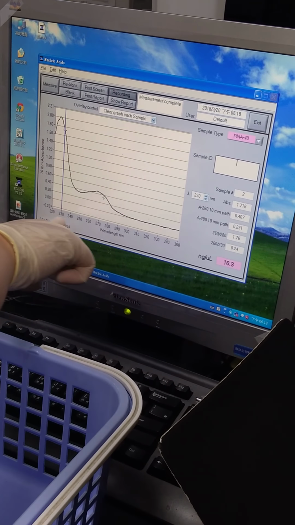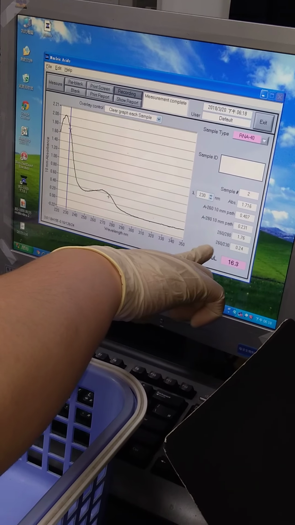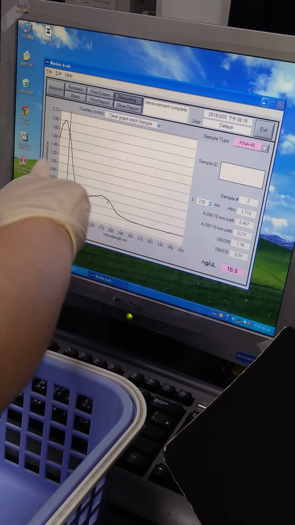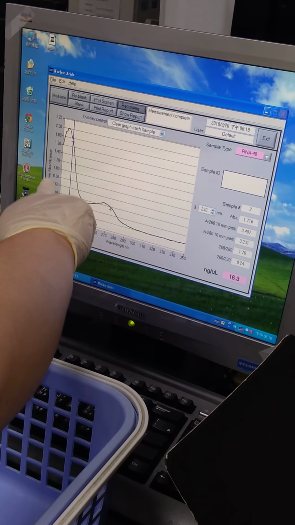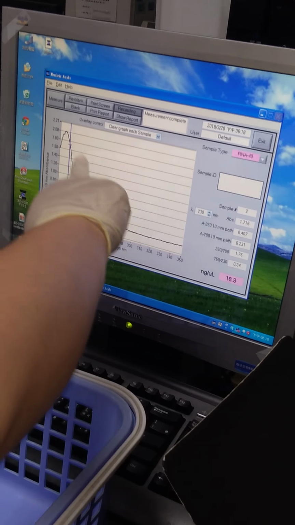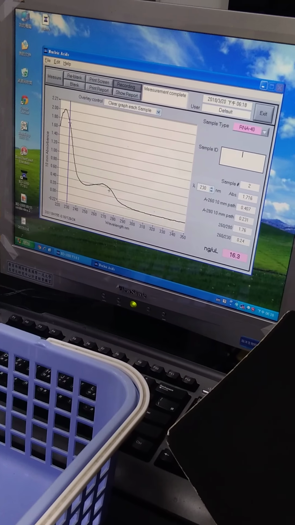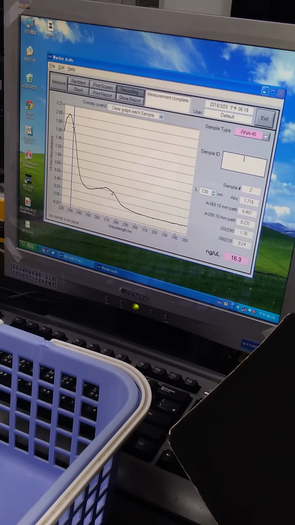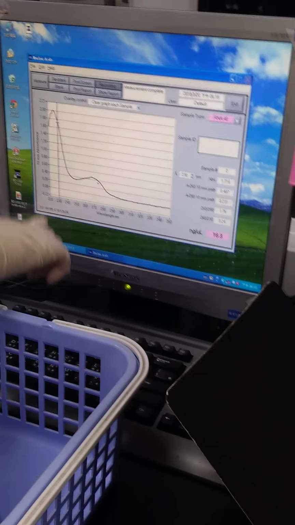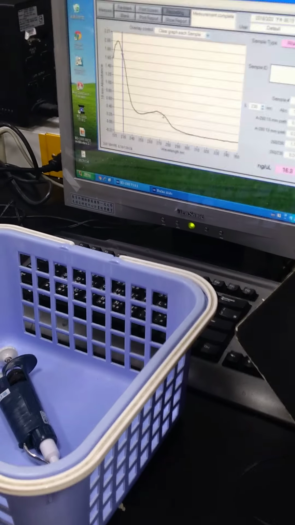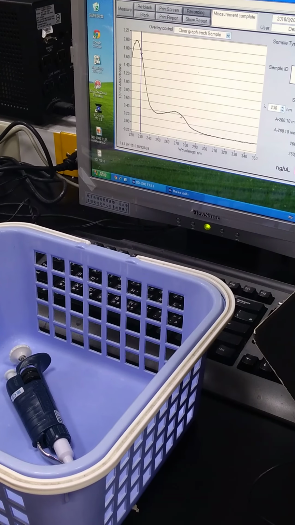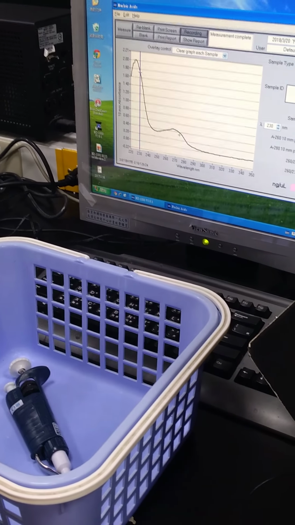This peak will be the strongest at 260. So it will be a peak like this. So 260 should be stronger. That means your DNA or RNA absorption is the highest. But I don't know why this time the peak is like this. Does it have something to do with the sample? You mean your sample? Yeah, is it?